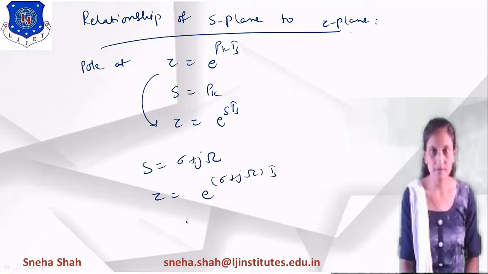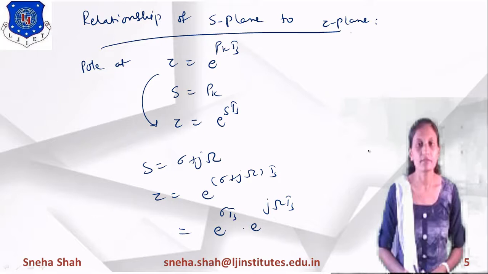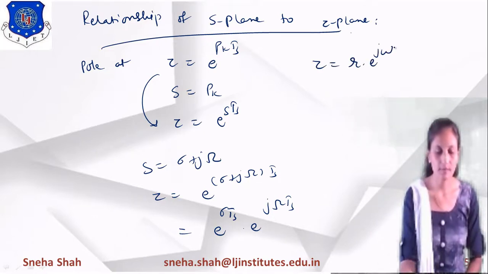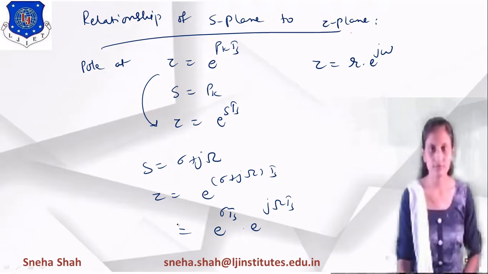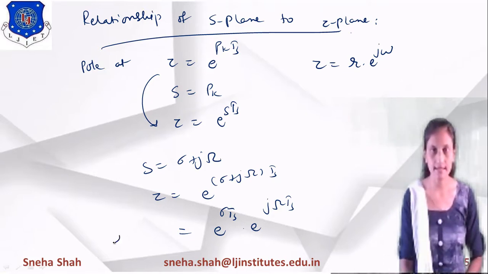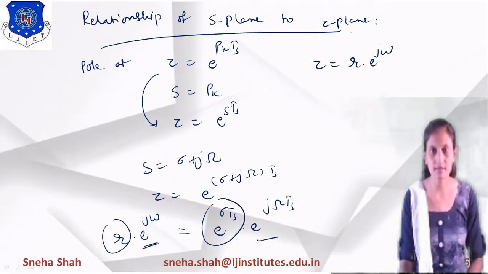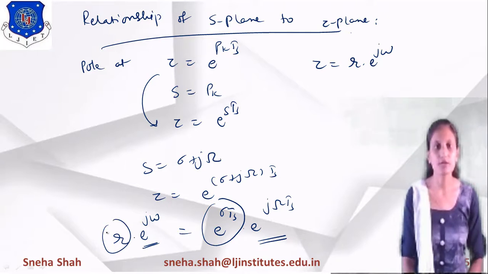Now if I am simplifying this term, then e raised to sigma ts into e raised to j omega ds. Right. Now if we are representing z equals r into e raised to j omega, meaning in the polar form, then we can replace this point z. Instead of z I am writing r into e raised to j omega, right? Now if I am equating these two terms, you can say that this real part equals this real part and this imaginary part equals this imaginary part, right? So if I am equating these two terms, then I can say that the value of r equals e raised to sigma ds.